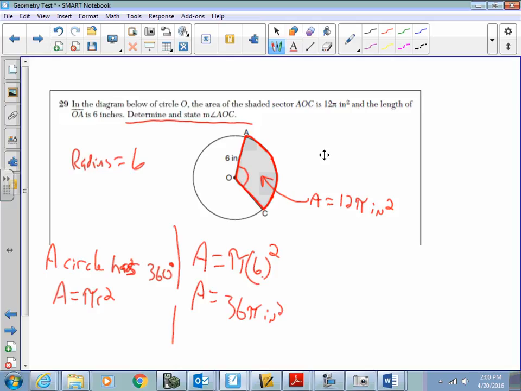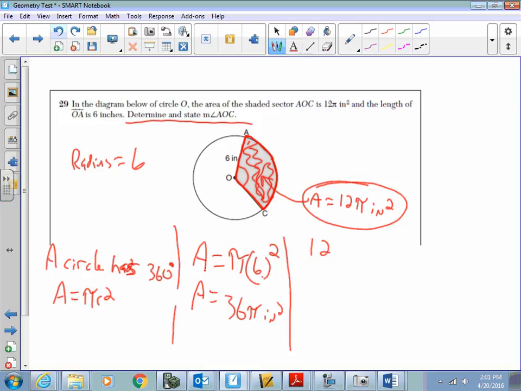So that's the area of the entire circle, including this sector. That's the area of everything. So this entire circle is 36 pi square inches. All right, but we want to know the angle. Well, we know that the area of the shaded sector is 12 pi square inches. So this represents how much of the entire circle?